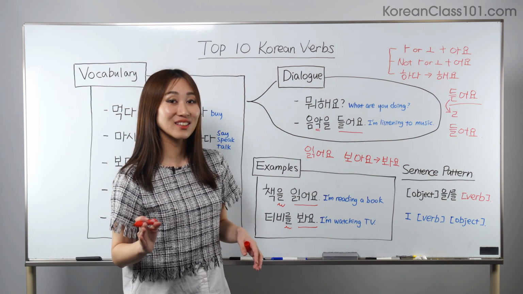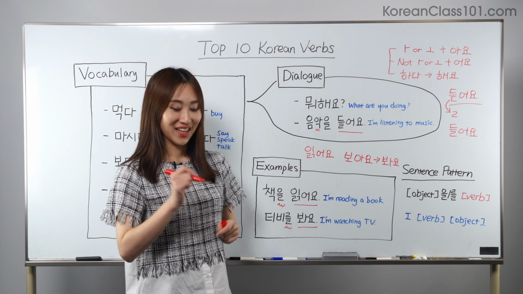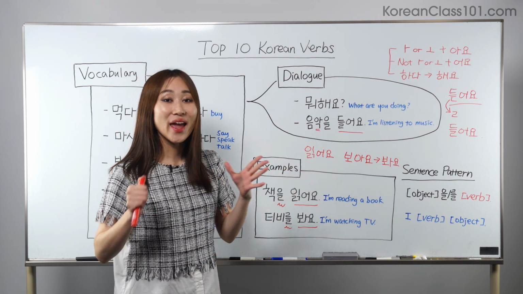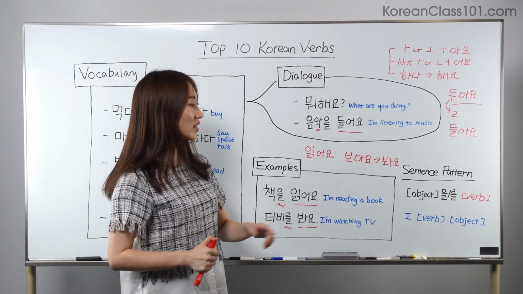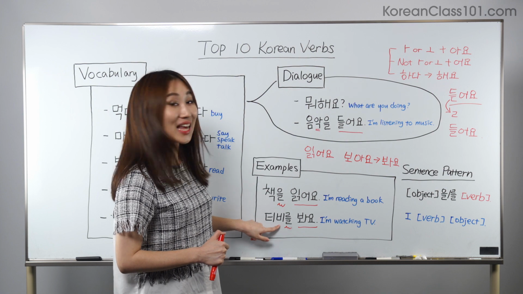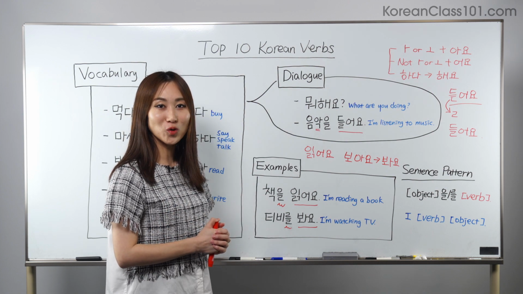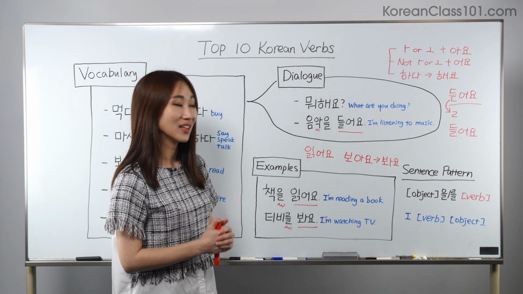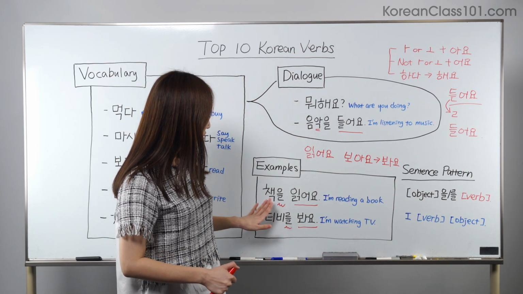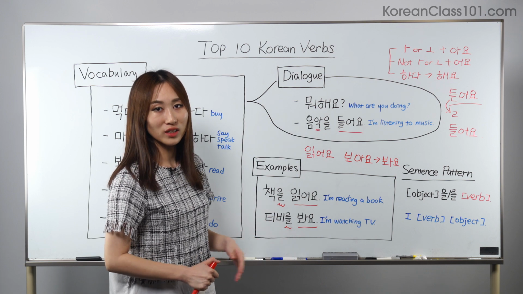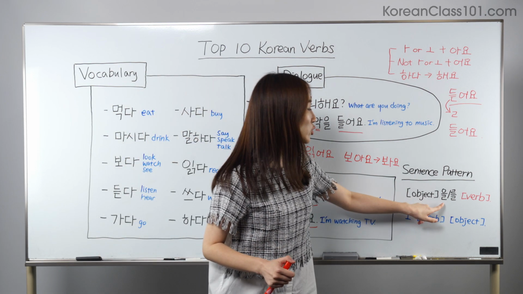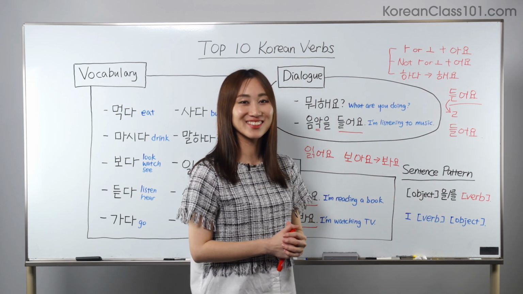TV ended with a vowel. So if the noun ends with a consonant, then you use 을. If it ends with a vowel, like TV, then we use 를. So you have to look at the noun carefully. Does it end with a consonant or a vowel? Depending on that, you use a different object marking particle here.